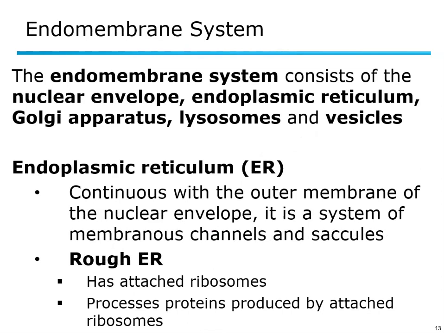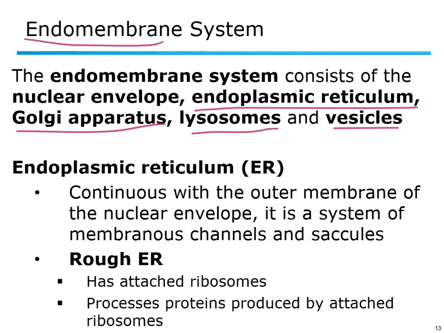Then we have another type of organelles. Among them are the endoplasmic reticulum, which can be smooth or rough, the Golgi apparatus, lysosomes, and vesicles, and all of them together form the endomembrane system. One of them is the endoplasmic reticulum. It's continuous with the outer membrane of the nuclear envelope. It is a system with channels and sacules. Again, it's of two kinds. One is the rough ER. It's called rough because it has attached ribosomes, and the synthesis of proteins is its function.